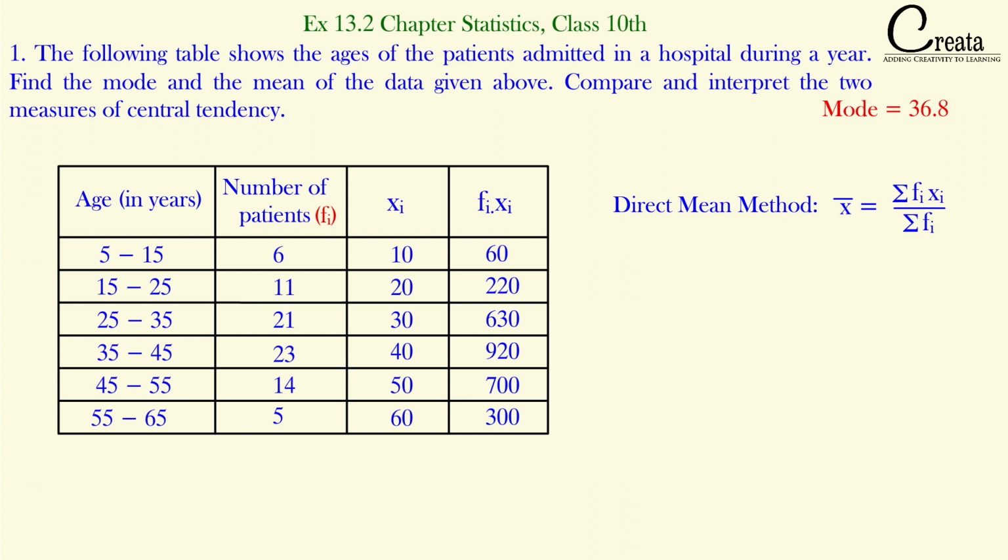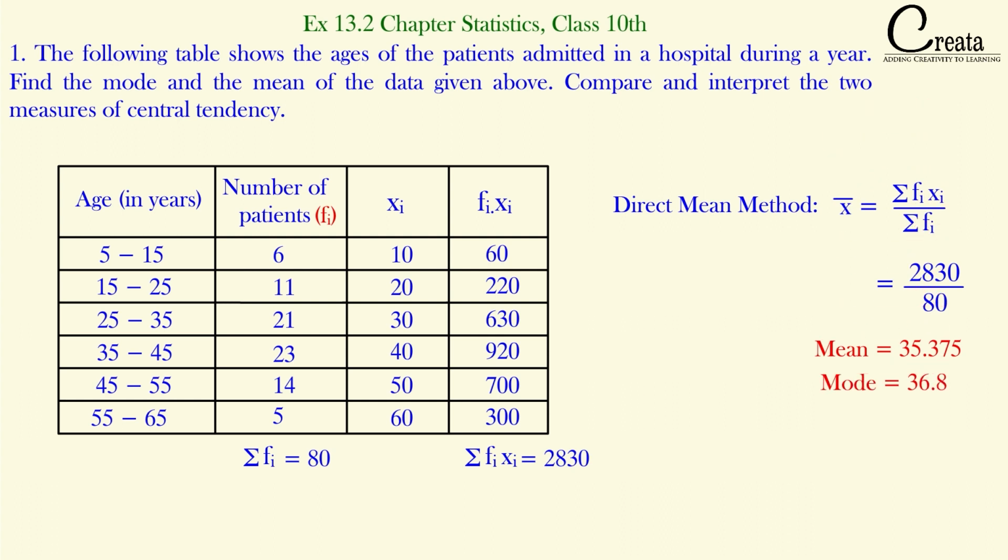So firstly, let's find the sum of fi into xi, which will be 2830. Also, let's find the sum of all the frequencies, which is 80. So let's put the value, let's solve it. We got the mean of the data as 35.375 and we got the mode as 36.8.